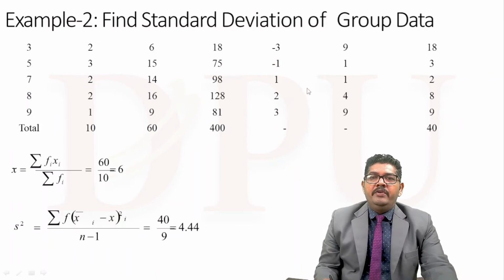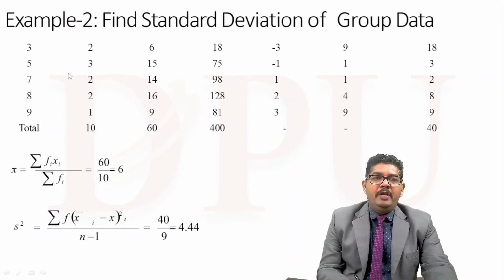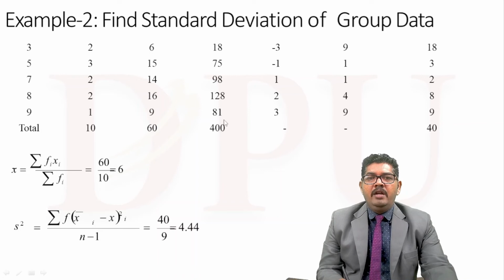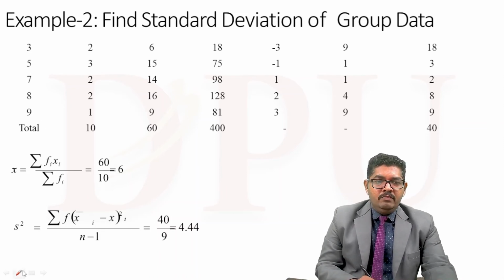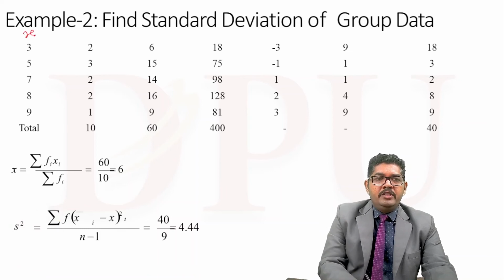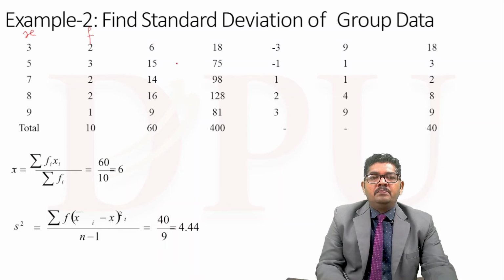Find the standard deviation for group data. Now this is a group data, 3, 5, 7, 8, 9, 2, 3, 2. These are the values, and we have to calculate the standard deviation for this group data. So these are x values. Let me write here. Column headings are missing. These are x values. These are frequency values. Then what do we need?